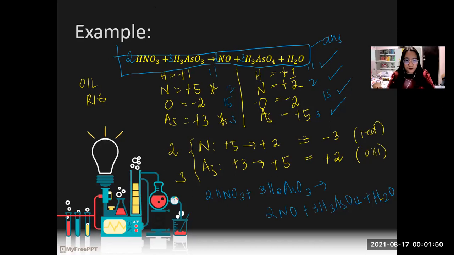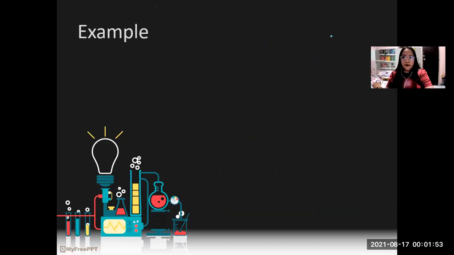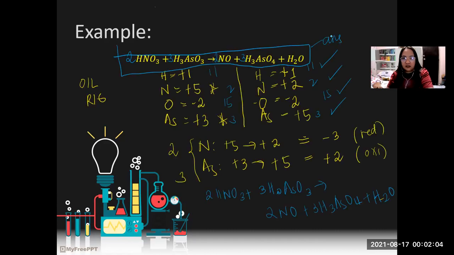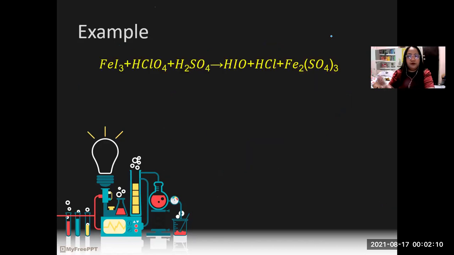Okay, probably let's have another one. So we'll have a longer one, so that we can look for, because in that example, we really didn't do a lot like balance oxygen or hydrogen. So probably let's have another one before we end the video. So we have here FeI3 plus HClO4 plus H2SO4 yields HIO plus HCl plus Fe2(SO4)3.